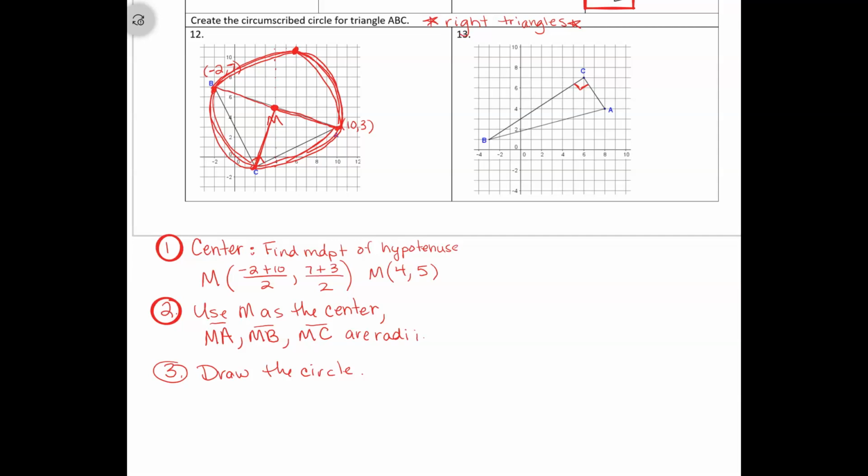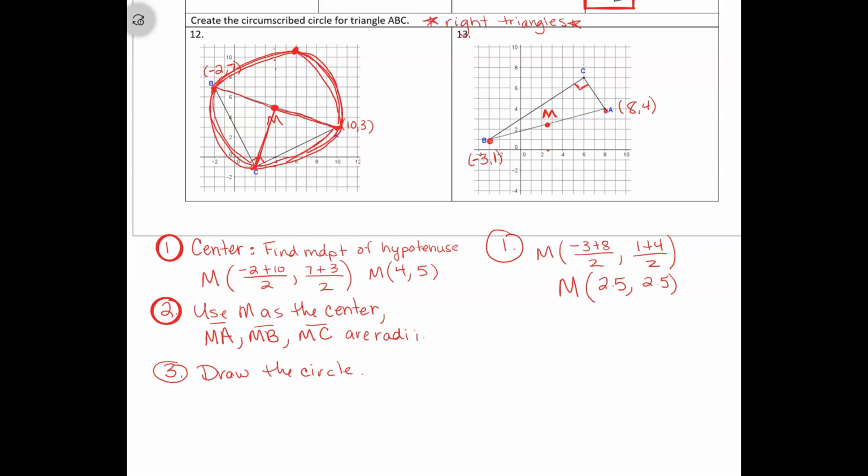So now what I need for you to do is look at number 13, and try to envision where the center of the circle is. Step 1, we would find the center. B is (-3, 1), and A is (8, 4). So let's find the midpoint of that: (-3 + 8) divided by 2, and (1 + 4) divided by 2. So the midpoint is 5 halves, which is 2.5, and 5 halves, which is 2.5. Going over 2.5 and up 2.5 gives the midpoint of that hypotenuse, which we know as the center of our circle.